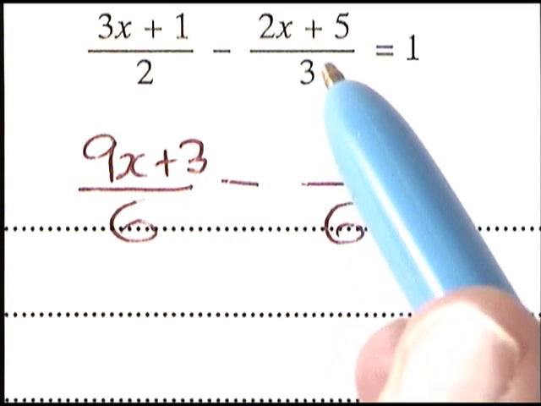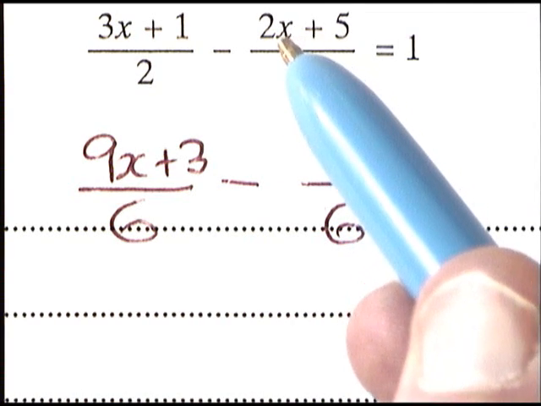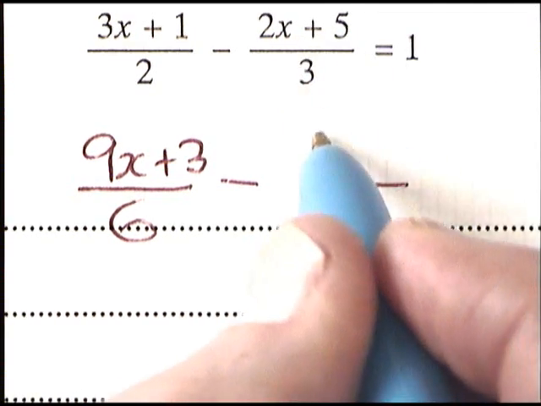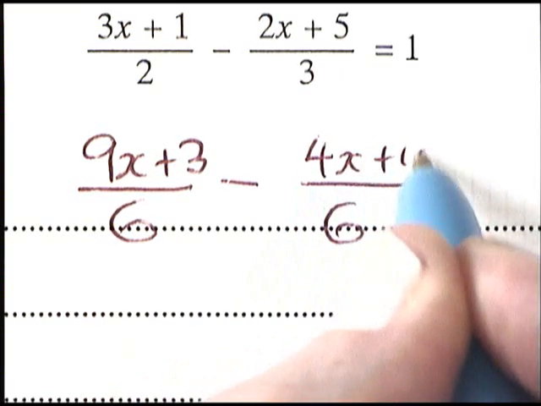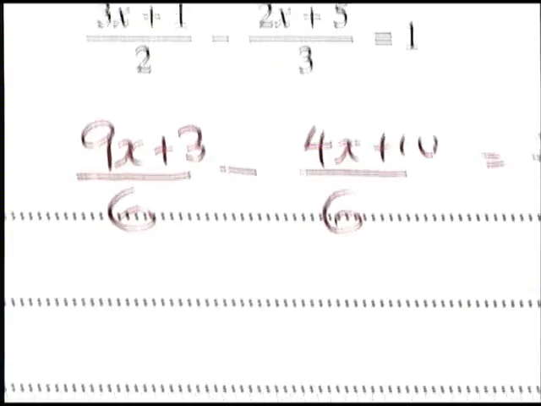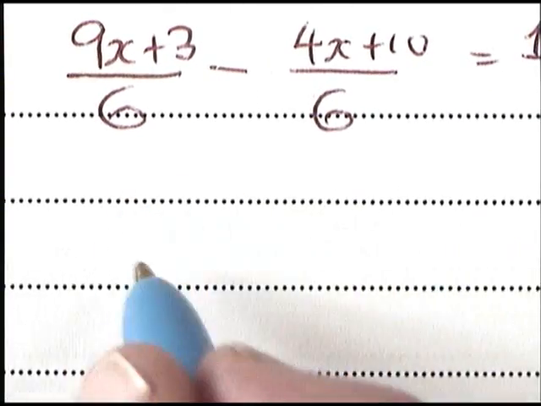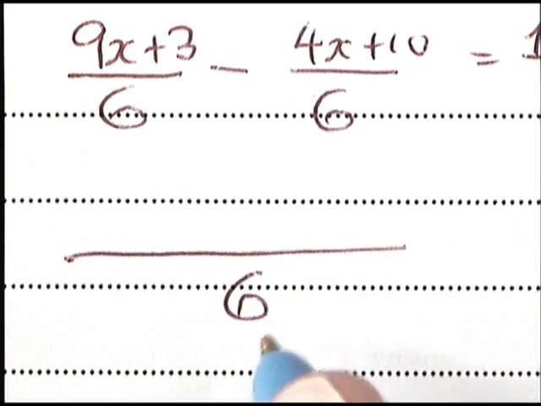Now the fraction on the right, I've times the bottom number by 2. So I need to times everything on the top by 2. So I have 4x plus 10. I've still got my 1 over here. Now rather than write those fractions down as two separate ones, because they're both over 6, I can just put it as one big fraction.